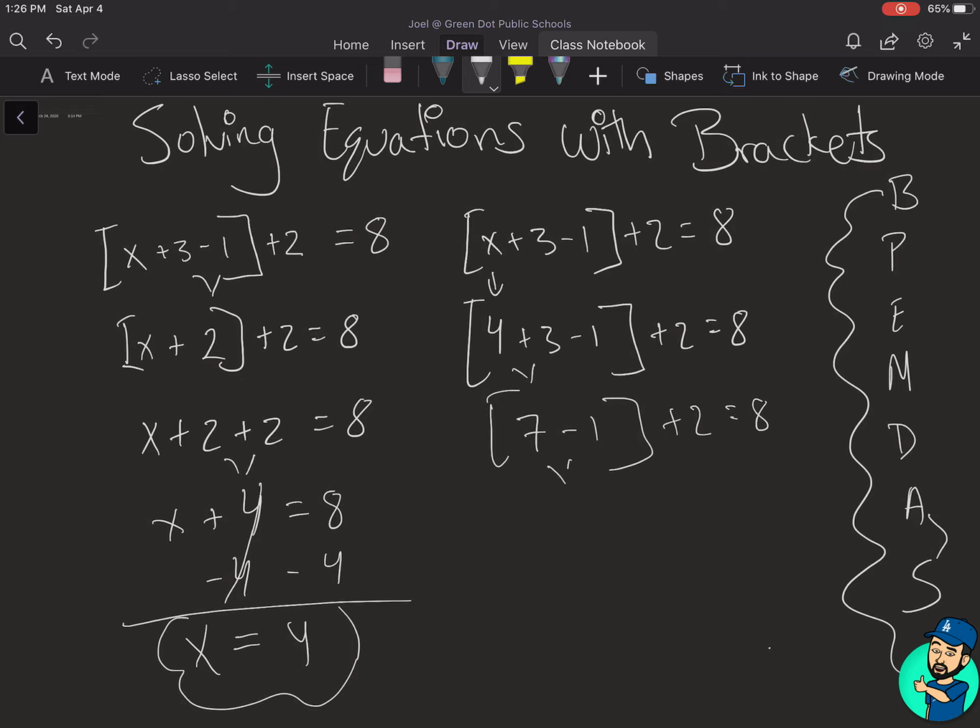Now 7 minus 1. Again, we're not done with the brackets. 7 minus 1 is 6. Now we're done with the brackets. There's nothing else to do, so I'm not going to draw the brackets again. Copy and paste everything else.